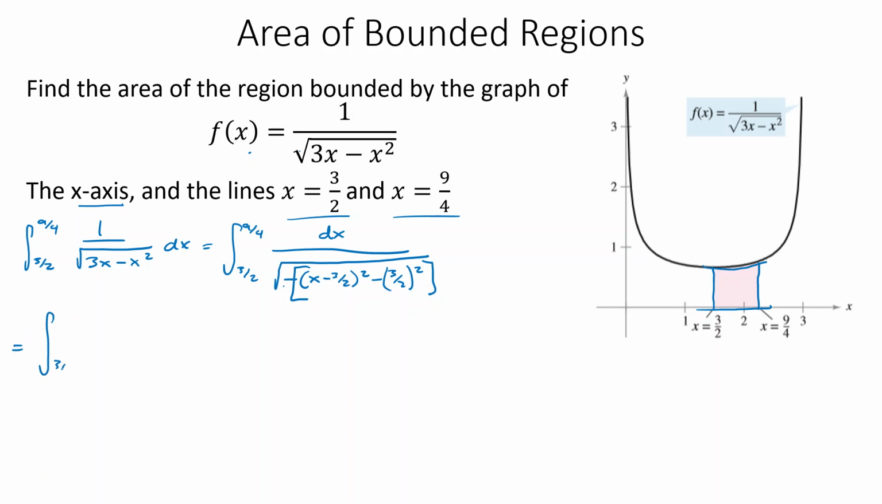So it'll give us the integral from 3/2 to 9/4, that's not changing. dx on top, still not changing. The square root, if we distribute the negative, this one will be minus, and it will change that one to plus. So we can just write that one first: 3/2 squared minus x minus 3/2 squared. All right, so we've got a squared minus u squared. Do you remember which one that was?